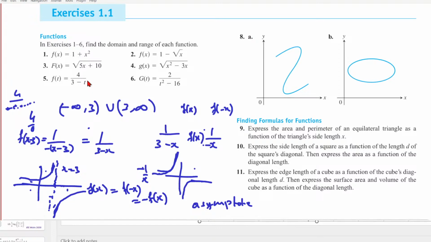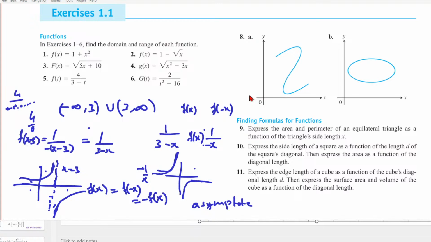Right? When will this become 0? You tell me some t where it will become 0. There is nowhere it will become 0, no? So that's why the range doesn't include 0. Okay? Okay, sir.